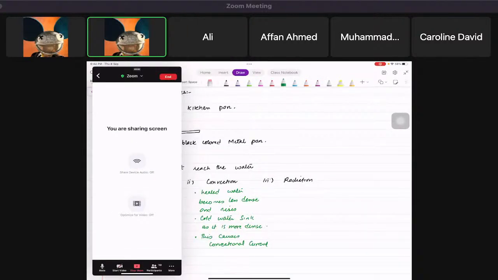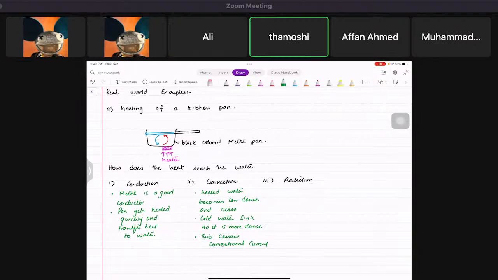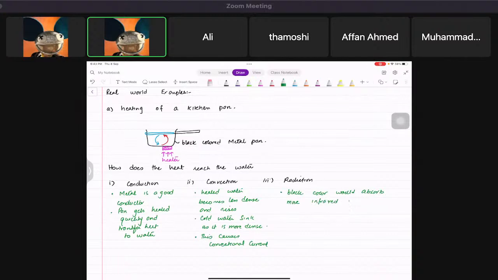Okay, everyone. Now, can you tell me what happens? How does radiation play a role in this? Since it's black color, then it's a good absorber. It can absorb more heat. Okay, that's correct. So we're going to write black color would absorb more infrared. We're going to write infrared radiations. Hence, it will transfer more heat. That's correct. Everybody understands this? If you have any questions, please let me know.